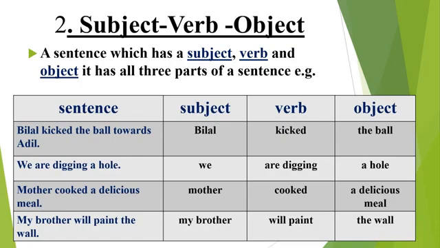Let's look at the last example. My brother will paint the wall. My brother is a subject, will paint is a verb, and the wall is an object.